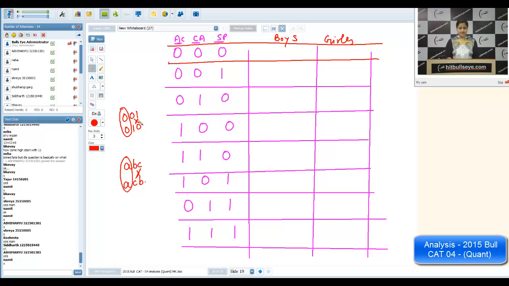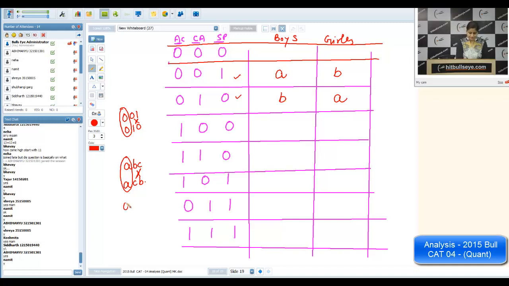So, if we consider these two things. If there are A boys, there will be A girls. If there are B girls, there will be B boys. You got that? That was the key thing in this set, because the set is very easy now. Is it okay? Clear?